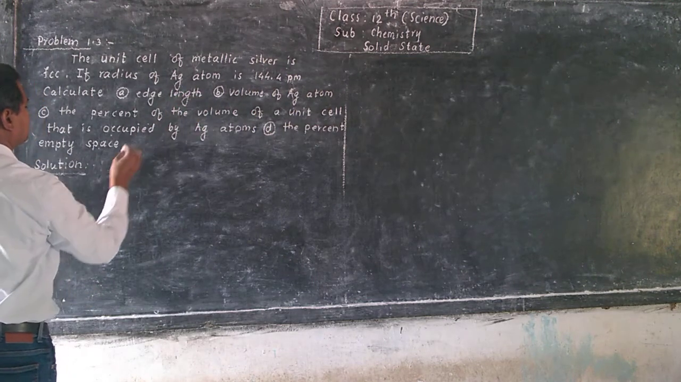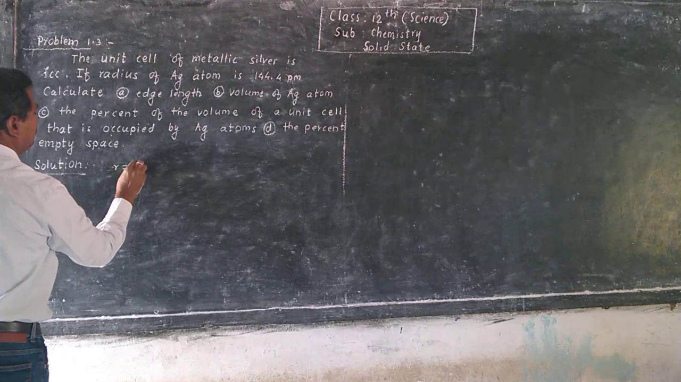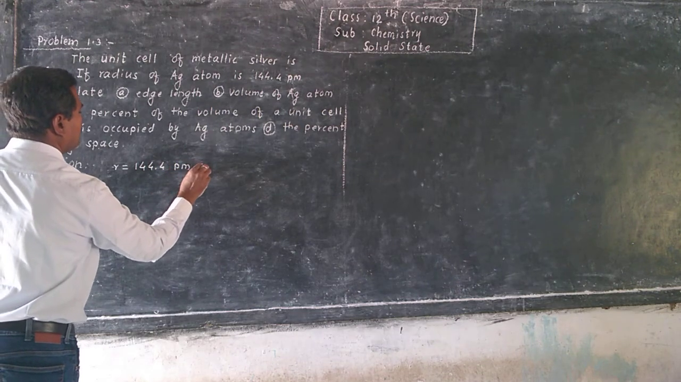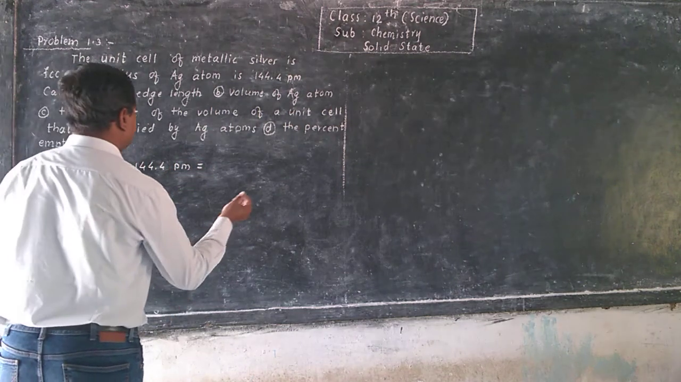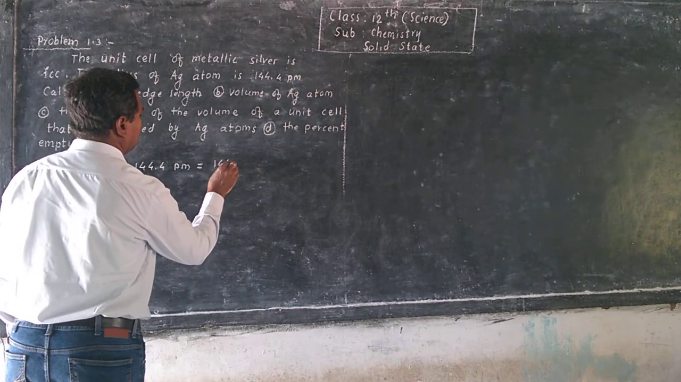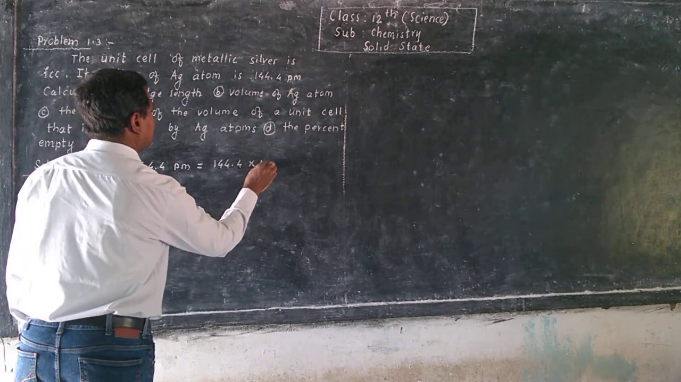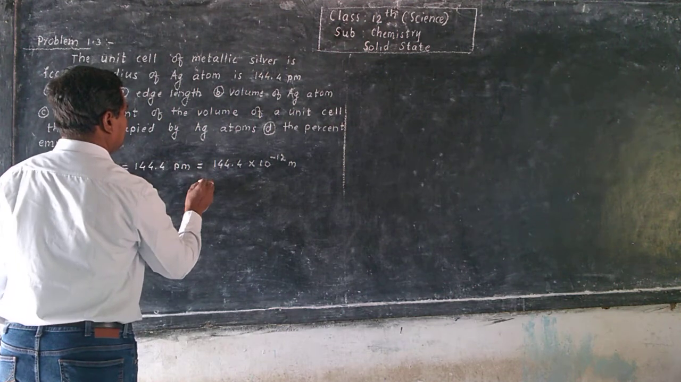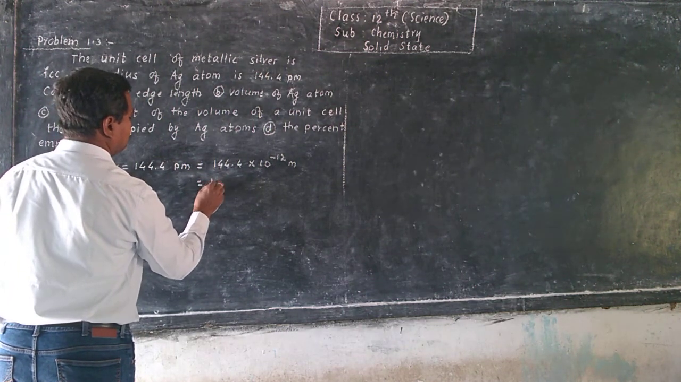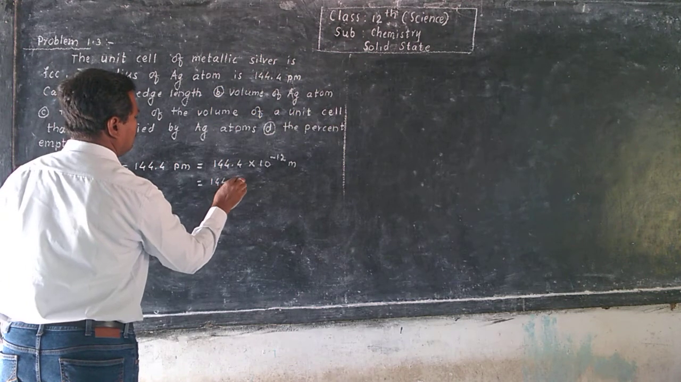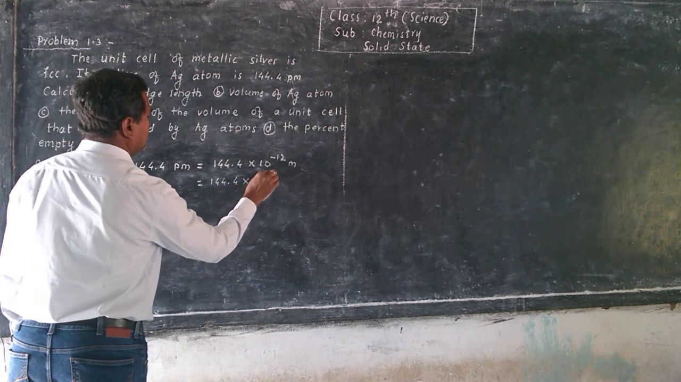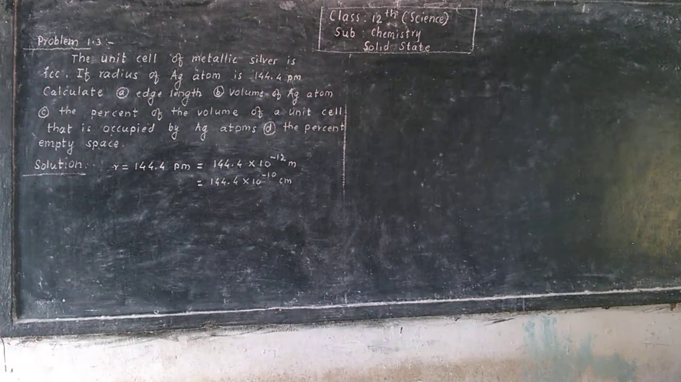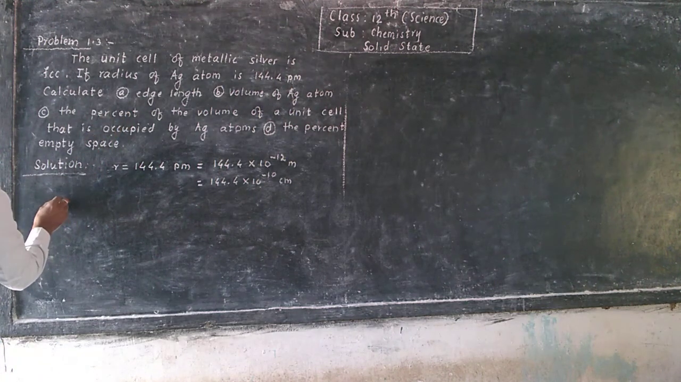So here radius is given, 144.4 picometer. So at first convert it into meter. So 144.4 into 10 raised to power minus 12 meter. Then convert it into centimeter. 144.4 into 10 raised to power minus 10 centimeter. Then here find out edge length.